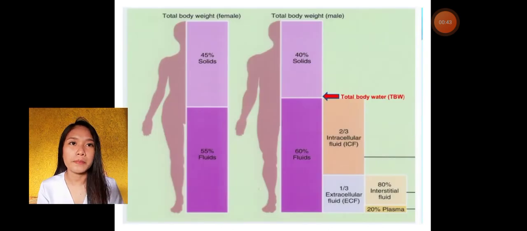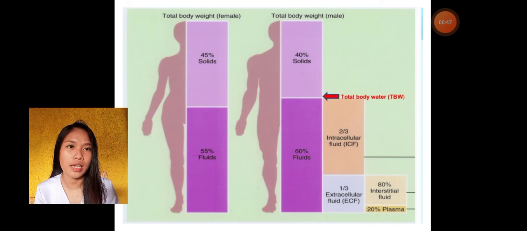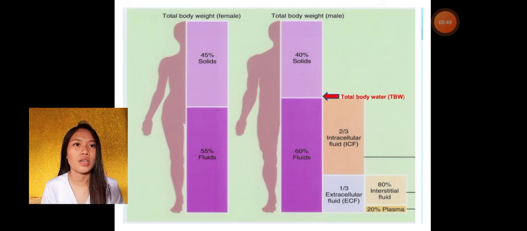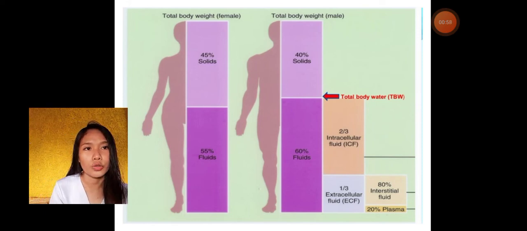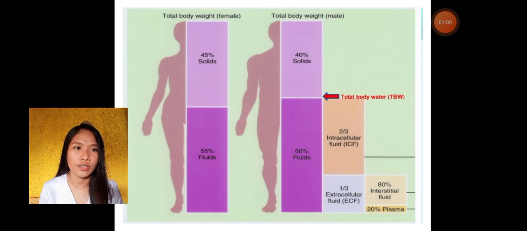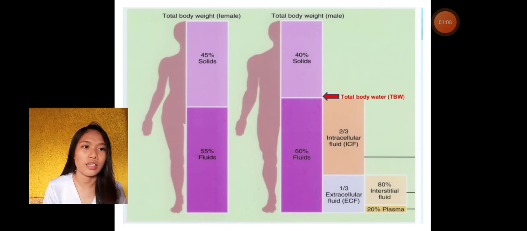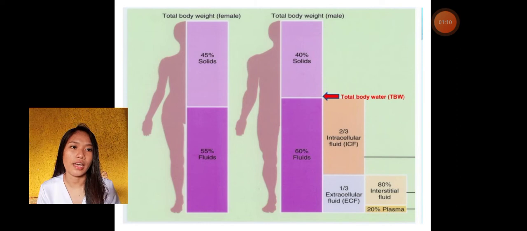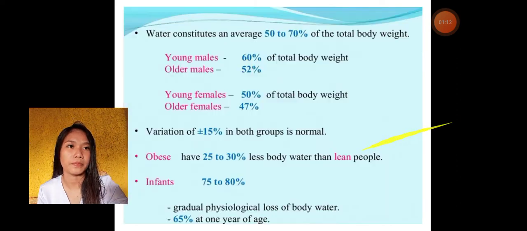So, the total body weight of a female is 45% solids and 55% fluids, while the total body weight of a male is 40% solids and 60% fluids. Two-thirds is intracellular fluid, or the ICF, and one-third is extracellular fluid, or the ECF, which is 80% interstitial fluid and 20% plasma.